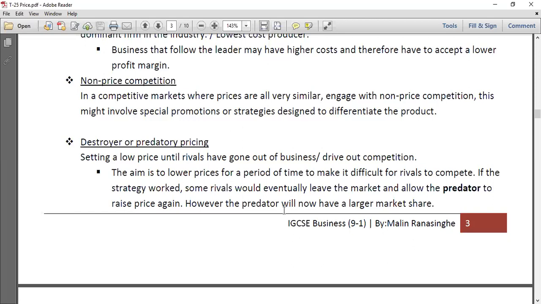And then what happens? The predator will now have a larger market share, and then it will start increasing the prices again. A good example: in 2009, Amazon started selling books in France without charging shipping cost. But other booksellers in France complained to the legal system, and after that the court ordered Amazon to charge the shipping cost and sell.